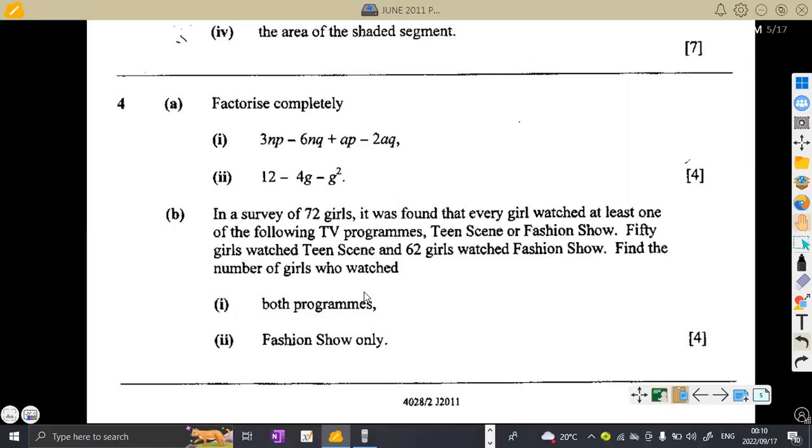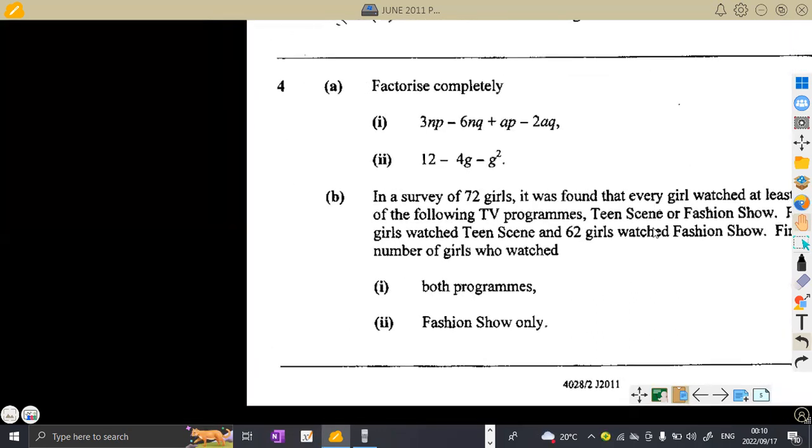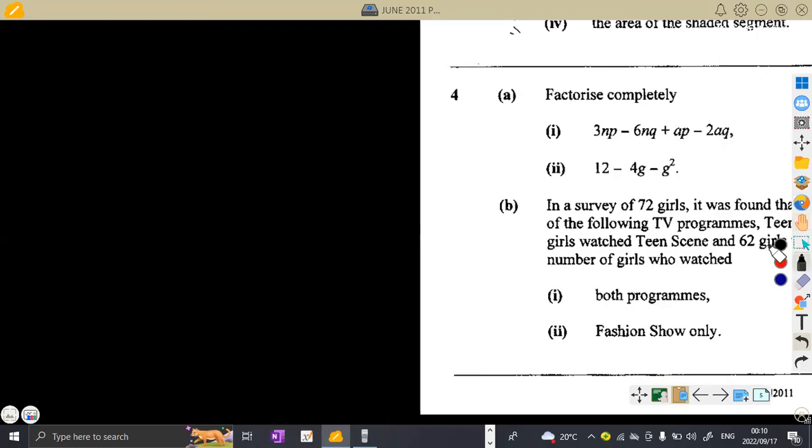So now let's cross-check 4A item 1. That is to factorize completely. So guys, as we know, if you're dealing with factorization and you're given 4 terms like this one, if we check here, we've got 4 terms. That's 1, 2, 3, 4. So we are going to group this into 2. So this is 3NP minus 6NQ plus AP minus 2AQ, like this. Okay, so remember that when you are dealing with this type of equation, you can actually group into 2, provided that we have got something that is common.